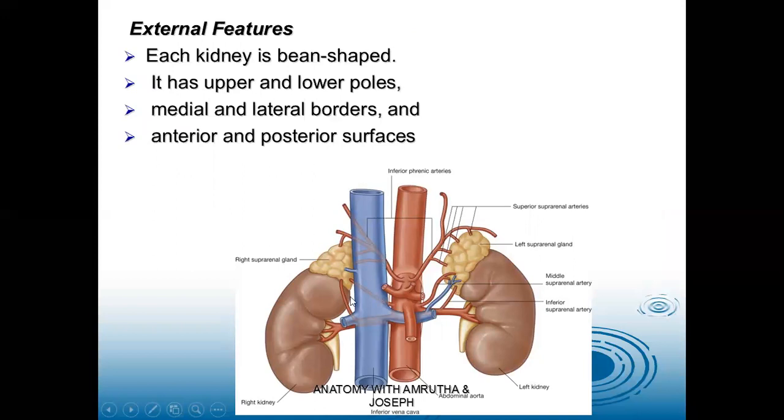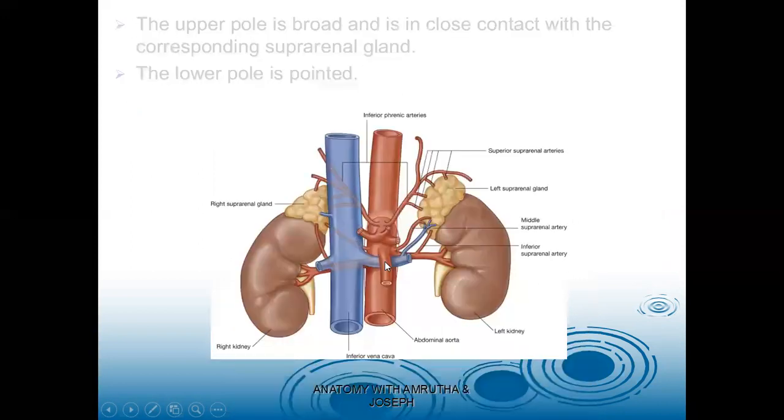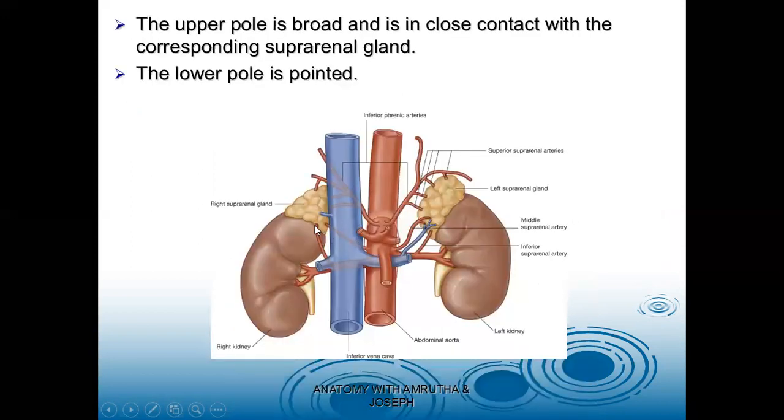External features of the kidney: they are bean shaped structures. It has two poles, upper pole and lower pole, two borders, lateral border and medial border, and two surfaces, the anterior surface that is here and the posterior surface which is behind. The upper pole is broad as the suprarenal gland is resting on it, and the lower pole is pointed.